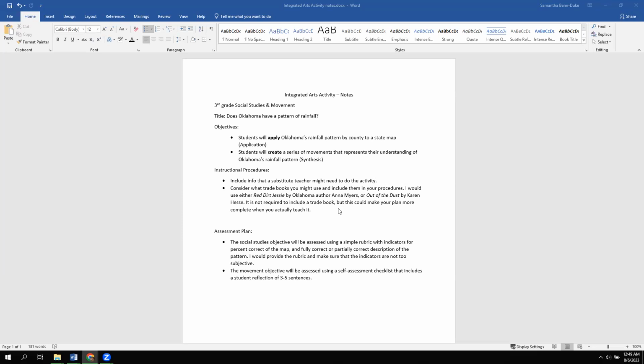And something that I would add to this, it's optional, it's not a requirement, but I would include a trade book. I might use Red Dirt Jessie by Oklahoma author Anna Myers, and I would talk about how that fits into it. And the students might actually want to use something from the book as they are creating their series of movements that is representative of the rainfall pattern. Again, that's optional. And I'll come back to the information page in a minute.